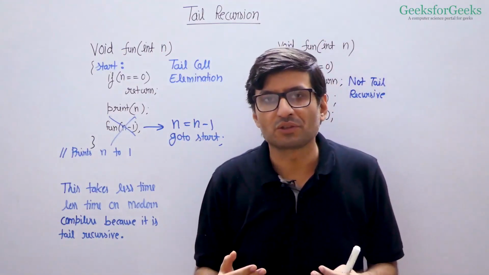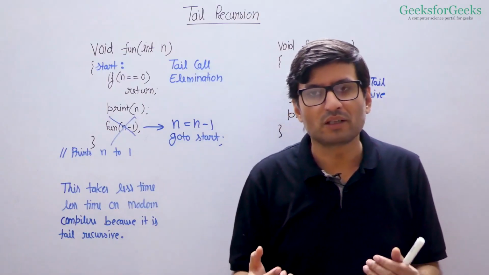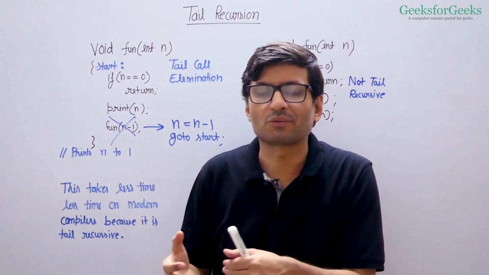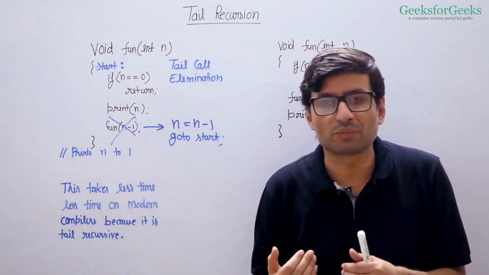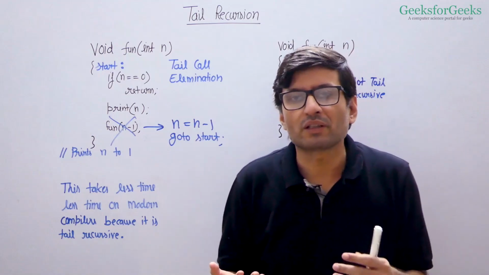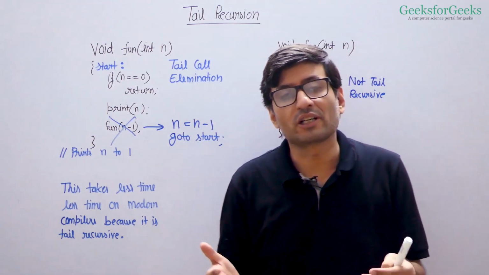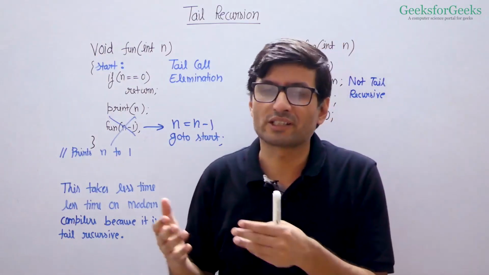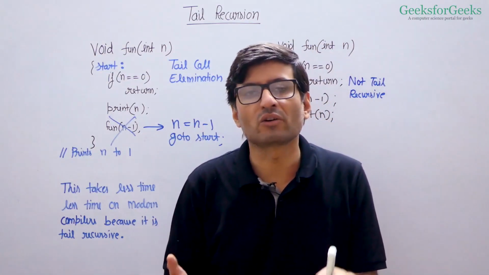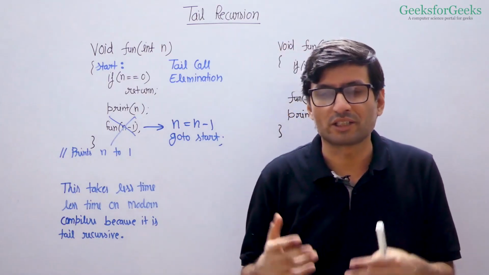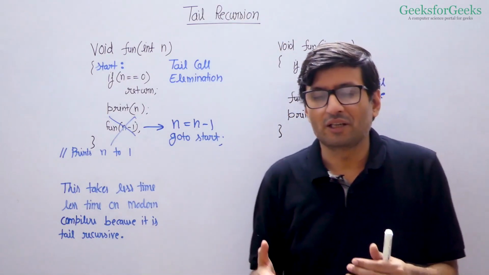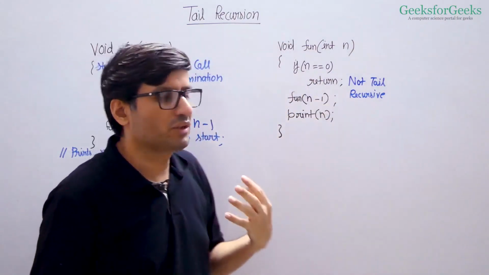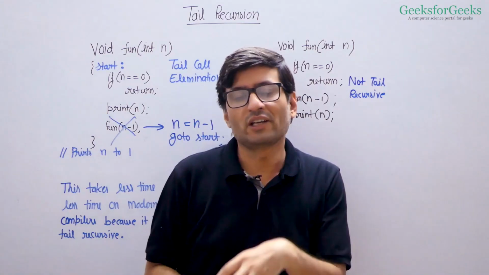Now a quick question for you. If you have a problem and you have two recursive solutions for the problem, one is tail recursive and the other one is non-tail recursive, which one would you prefer? You would obviously prefer the tail recursive solution, because tail recursive would be optimized by your modern compilers and it's more likely to take less time. Most of the modern compilers do tail call elimination and it's going to take less time. Now the question arises, if we are given a non-tail recursive code like this, can we convert this code into tail recursive?